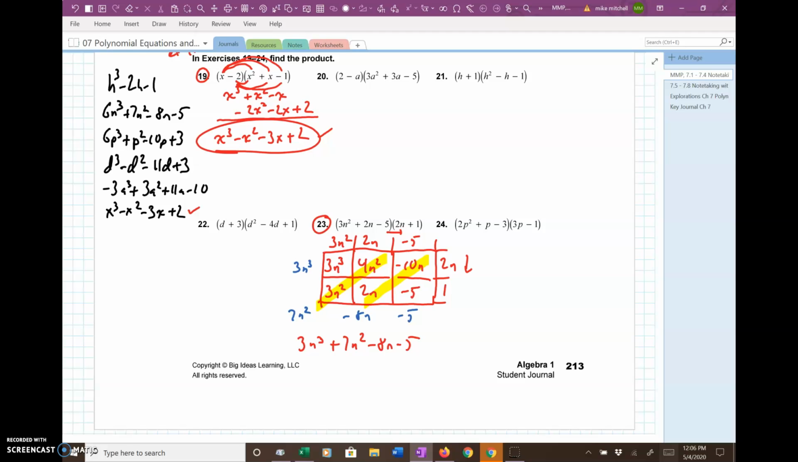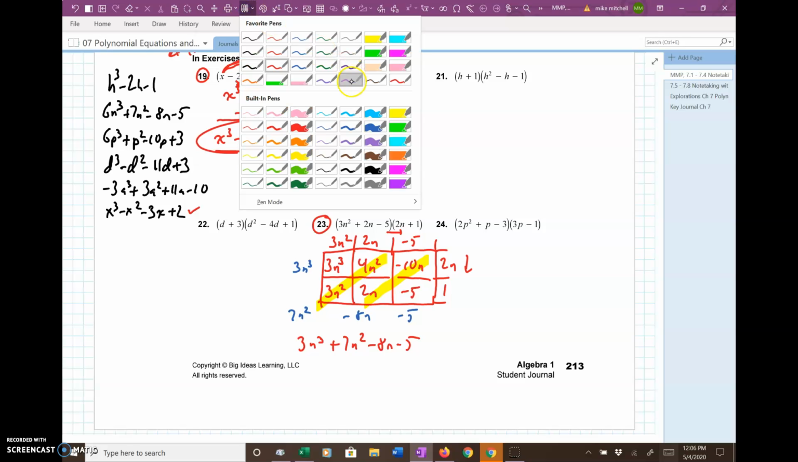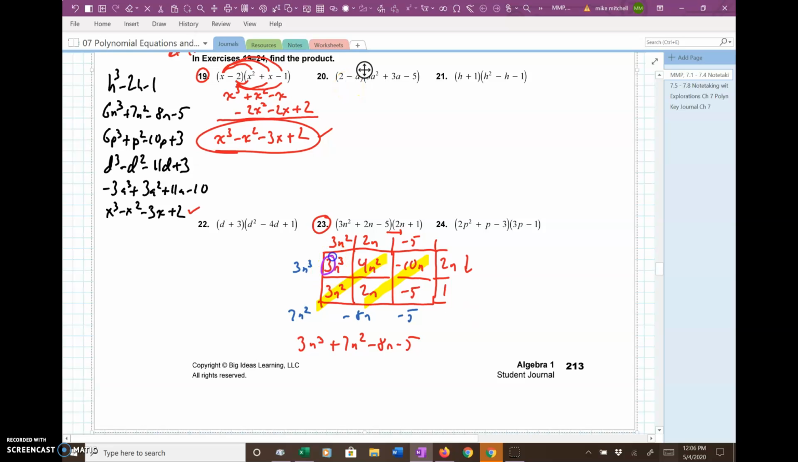I caught a mistake here. Oh, you guys get to see me make a mistake. Hopefully you were yelling when I did that. Right there, that should have been a 6. So this shouldn't be a 3. I should have a 6 there. Now I've got my answer up there, plus 7n squared minus 8n minus 5. Hey, I'm glad I made a mistake and you got to see how I deal with it.